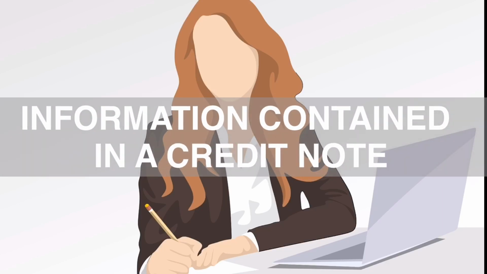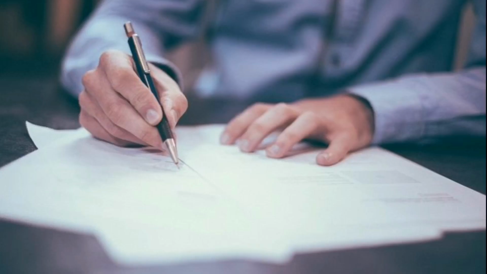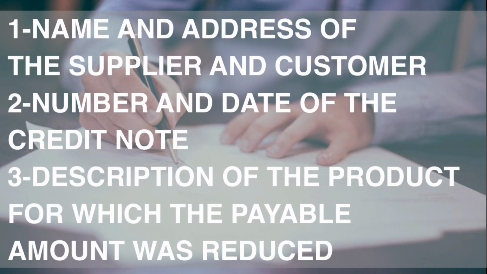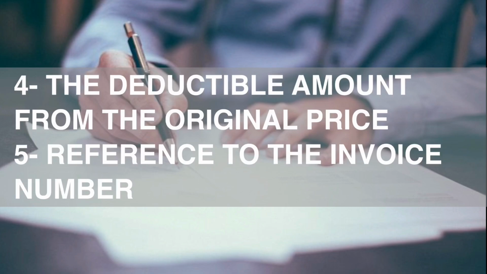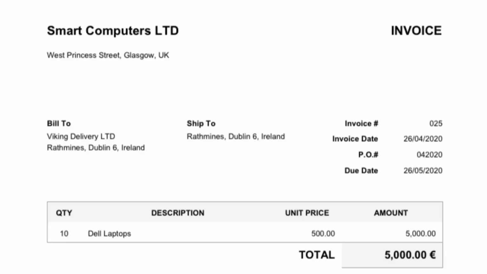Let's see what kind of information we find in a credit note. Apart from the common information that we can find in any other source document, the most important information that we should find in a credit note is the description of the product for which the payable amount was reduced and the deductible amount. Let's say that Viking Delivery Limited has actually ordered only 9 laptops, but it was charged for 10 laptops. In this case, the supplier would raise a credit note that describes the extra product charged and the deductible price, which is 500 euros.